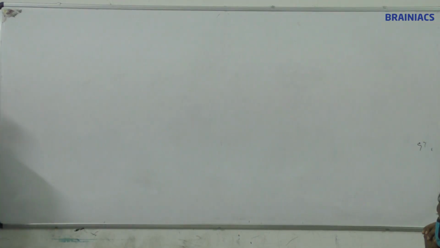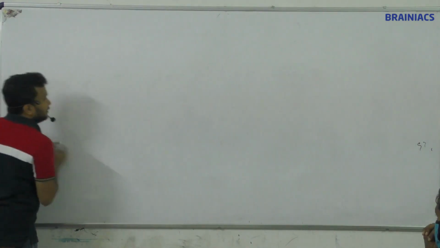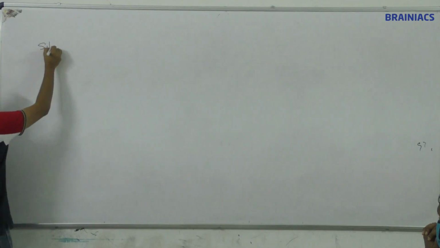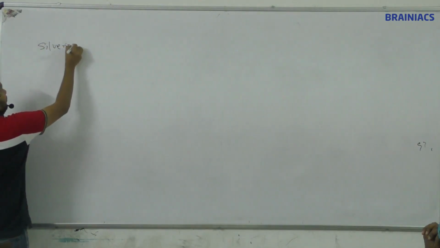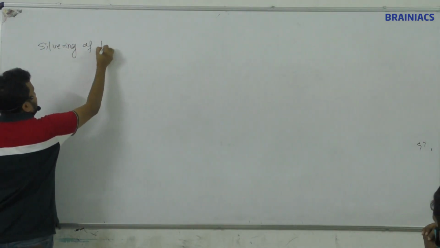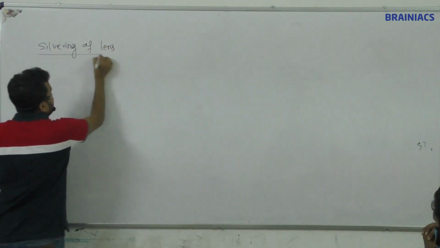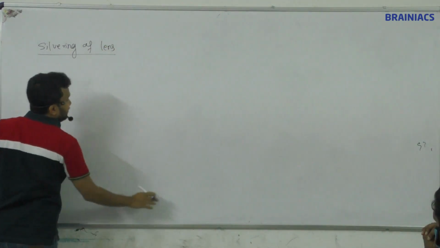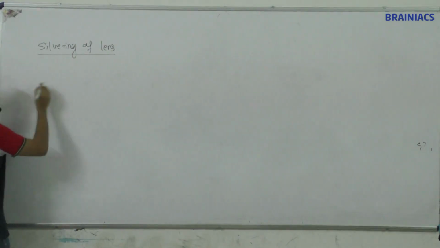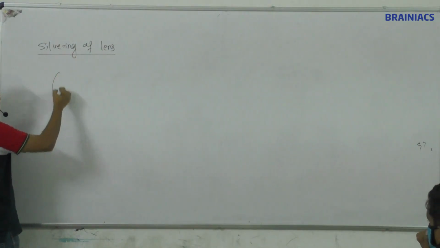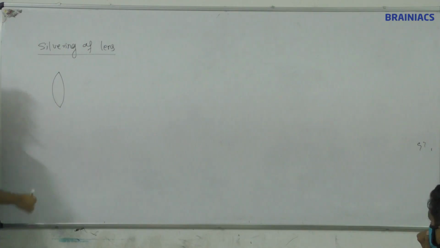Last class we discussed silvering. That was completed, wasn't it? We just started. Okay, I will explain it once again, so listen to the board. Silvering of lens. You can just listen; anyway, you have written it, and there may be one small mistake. First, let's see silvering of lens. Lens we already know, correct? What type of lens is this?